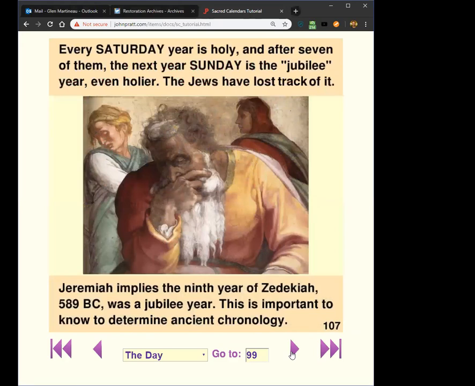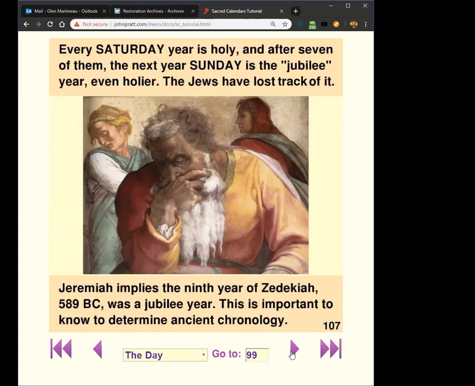Okay, now remember we've talked about holy years. When I have all capital letters, it's a holy year. I put it in red sometimes when it's clear that it's a holy year. But anyway, the major holy days are red, minor holy days are blue. Holy years are in all capital letters. Every Saturday year is holy. After 7 of them, the next year, Sunday, is the Jubilee year, which is even holier.